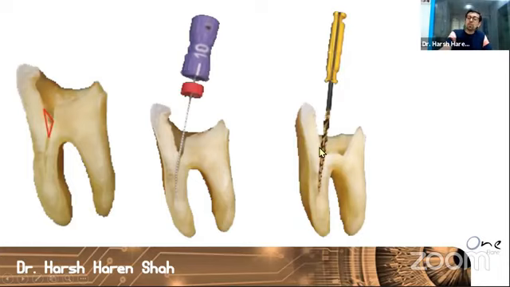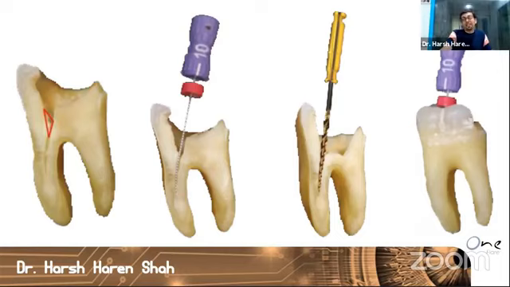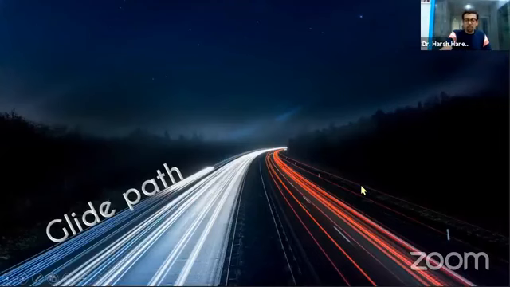This file only needs to be used at a depth of 3 to 4 millimeters beyond the orifice. You don't need to go very deep inside the root canal up to the middle or the apical thirds. Once your orifice shaper has been used, you will have a straighter access in the tooth, and thus chances of iatrogenic errors will be greatly reduced.